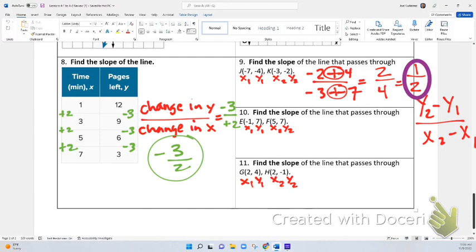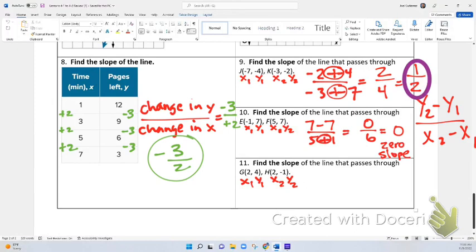All right, I'm going to go a little faster only because the people who are watching this are like, man, it's already a 20-minute video. What? So 7 take away 7. And then 5 take away a negative 1. 7 take away 7 gives you 0. 5 and then plus 1 gives you a 6. 0 divided by anything will give you a 0. So this one is called 0 slope.